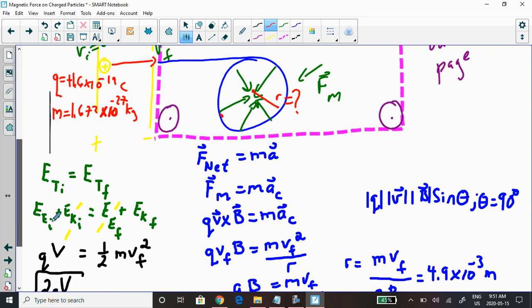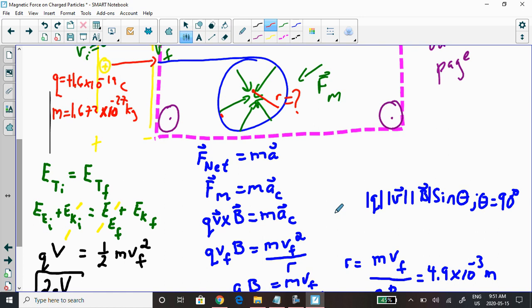So when it's in here and it's gone into this uniform circular motion, we can say that F net equals ma. And the net force is the magnetic force. That is the only force acting on it. And the magnetic force is causing uniform circular motion, which means that this acceleration will be centripetal acceleration. So we have force magnetic is equal to m times a c. Well, we know the equation for force magnetic. It's q v cross B, and that's going to equal mass times centripetal acceleration.